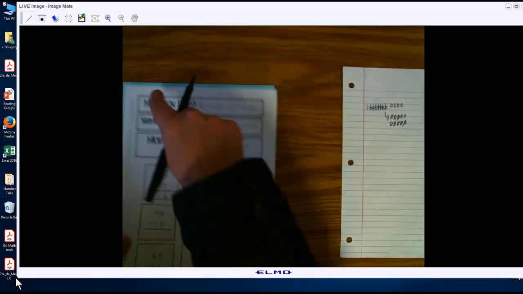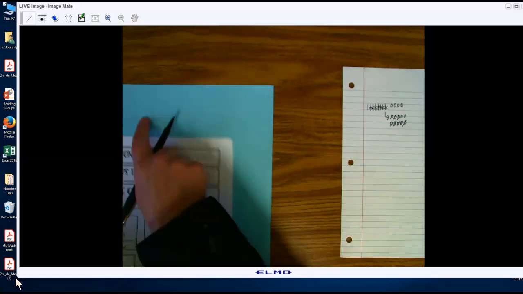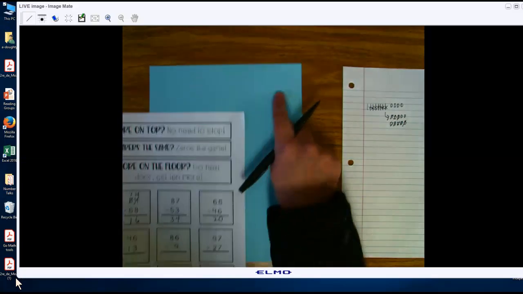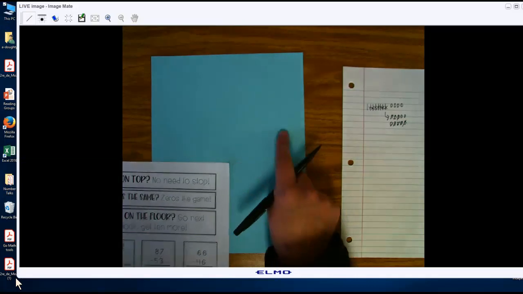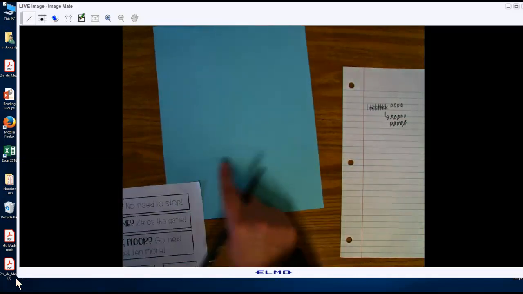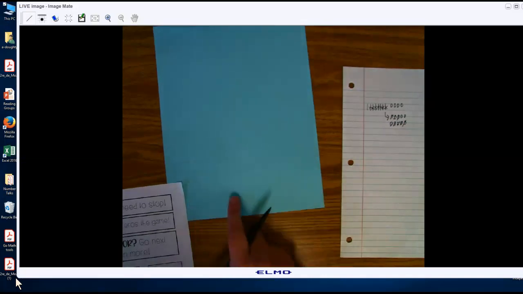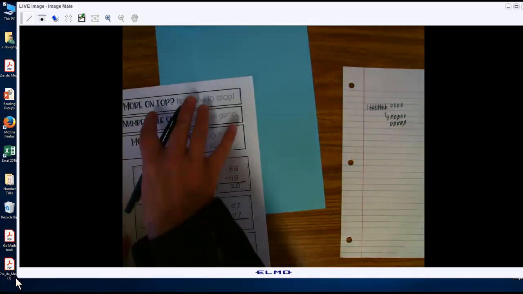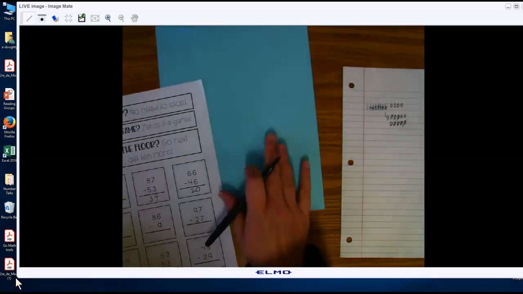And you're going to put more on top here on the top, and put any of the ones that are more on top underneath it. You're going to sort them. Then you're going to put numbers the same, and put any of them that have the numbers the same underneath it. And then you're going to put more on the floor and glue the ones that have more on the floor. So you're going to sort these by the strategy onto the blue paper I gave you.